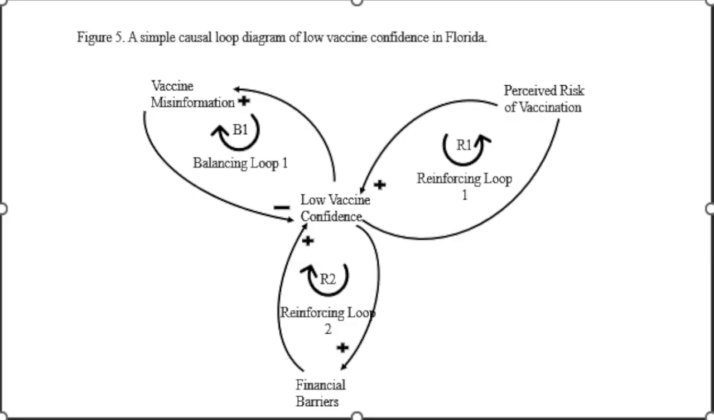Anyway, our diagram is titled Low Vaccination Confidence in Florida. As you see here, we have three different loops. At the center of the diagram is our main variable, low vaccine confidence. Everything loops in and out of this. It's like the beating heart of the whole system.